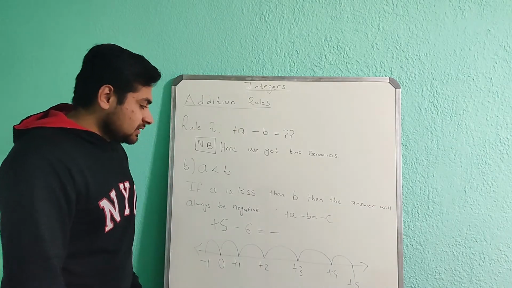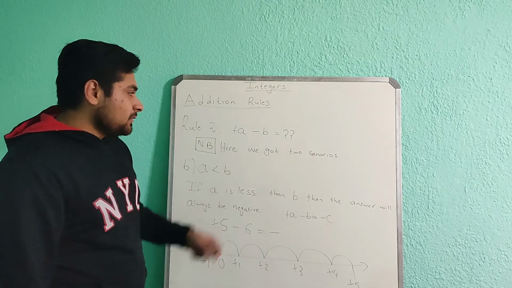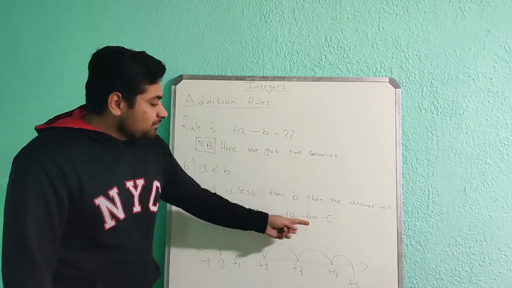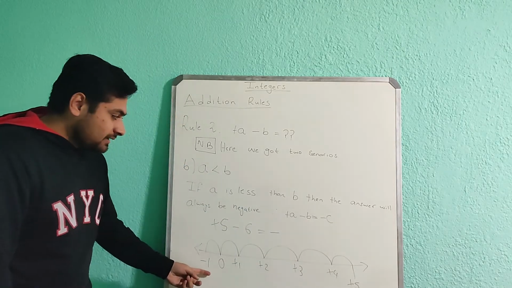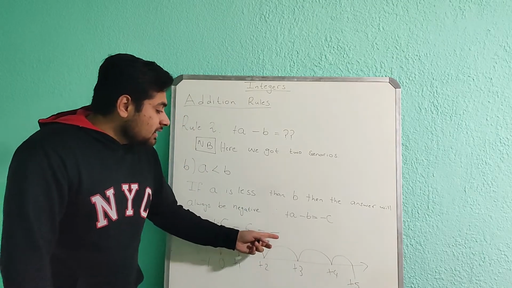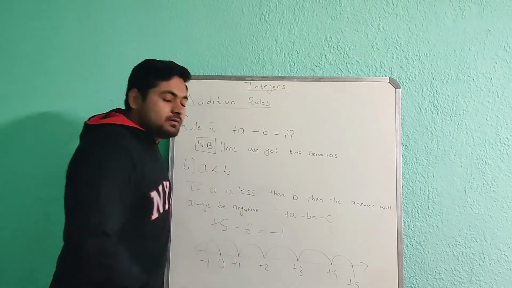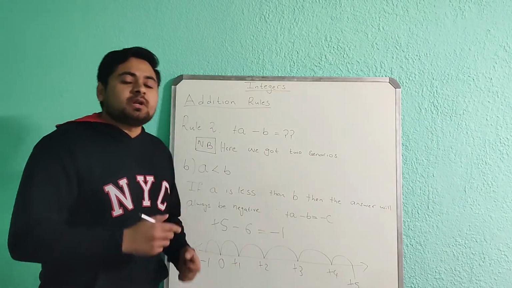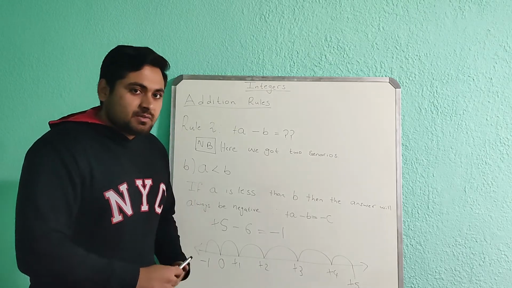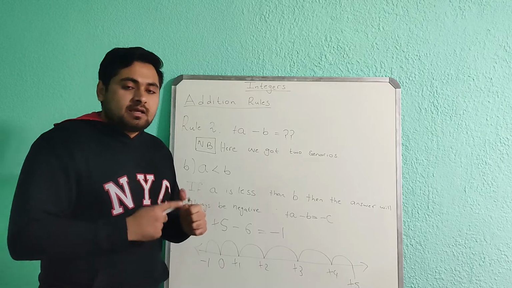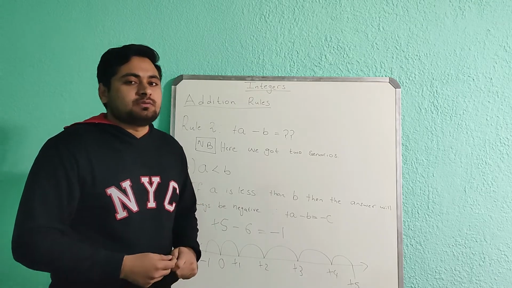As you can see, the rule already knew. It said if A is less than B and we have plus A minus B, then your answer will always be negative C. Can you see our answer is negative 1? We already knew the sign. Therefore, our answer is negative 1. So these were the two scenarios of rule 2. The first scenario was A greater than B and the second scenario was A less than B. Let's move on to rule 3 and see what rule 3 has to say.